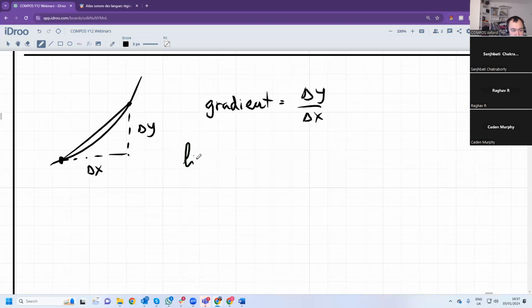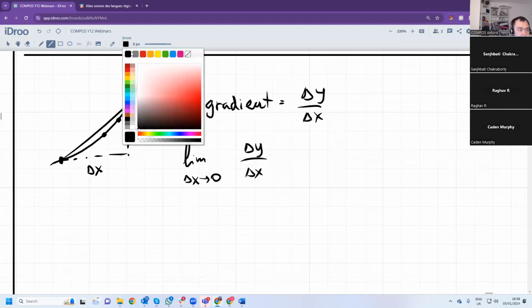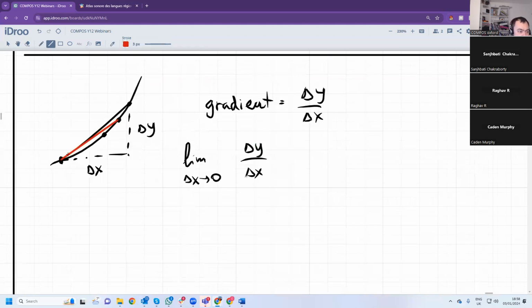So the limit as delta x tends to 0 of delta y divided by delta x. What you're doing is you are closing in, making delta x smaller. So the line becomes this, then this, then this, and finally it becomes the tangent, which is dy over dx.